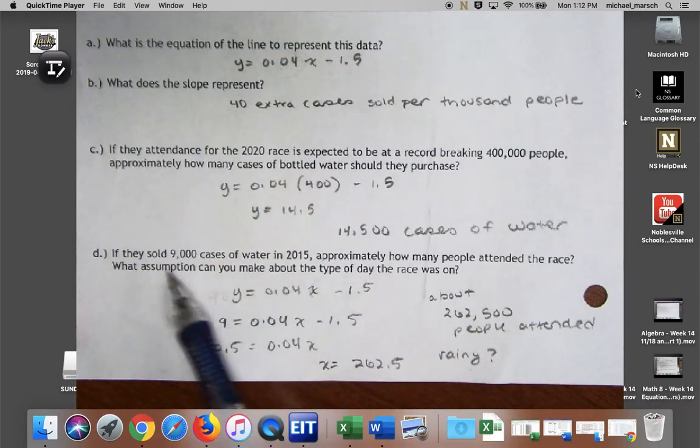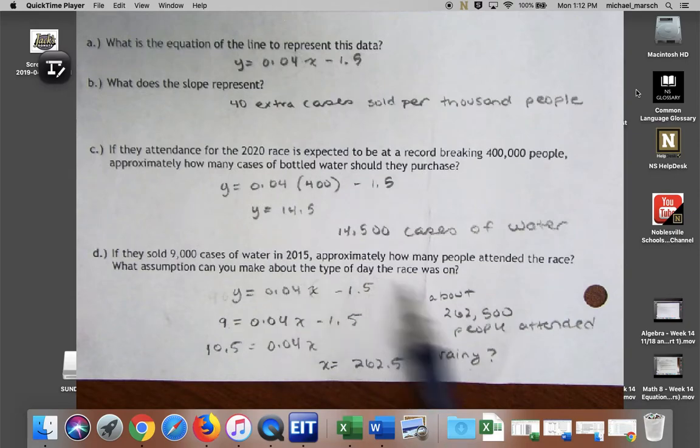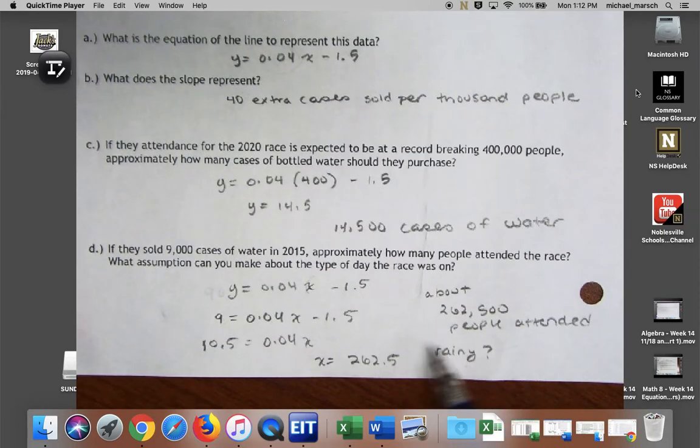And then it says, what assumption can you make about the type of day the race was on? So this is a low attendance, so I would say maybe it was rainy, right? Maybe it was really cold. People decided not to go to the race. Maybe it was on a weekday because it kept getting postponed, so people were at work.